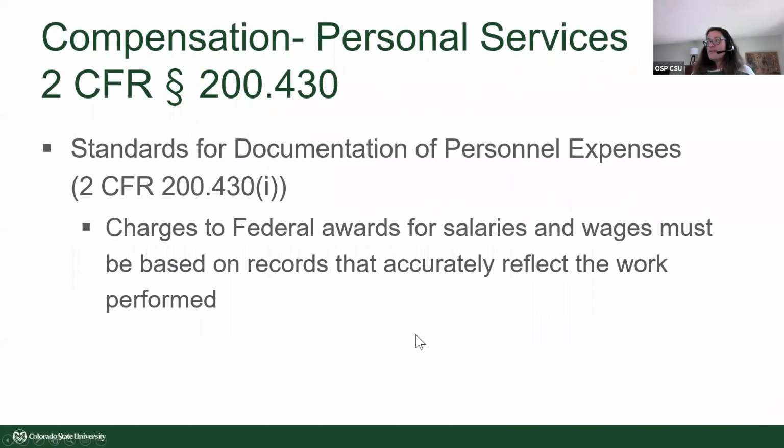Okay, compensation for personal services is also defined, actually a very large section, in uniform guidance. It basically says the same thing here: charges to the awards have to be based on actual work performed, and we have to have a way as an institution to capture that information. What uniform guidance doesn't specify is how we capture that information.